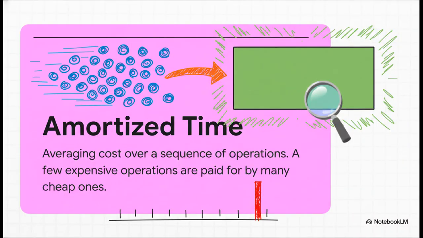This concept actually has a fancy name, amortization. And yeah, a single resize operation is very slow, we're not denying that. But because it happens so infrequently, we can spread its cost out over all the many super fast additions that came right before it. So on average, the cost of adding an item stays incredibly low.